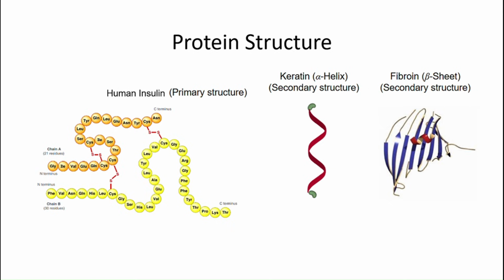Protein structure. Proteins are generally categorized using 4 levels of structure: primary, secondary, tertiary, and quaternary structure. Primary structure. The primary structure of a protein is the sequence of amino acid residues. For example, primary structure of human insulin. Insulin is comprised of 2 polypeptide chains, called chains A and B, which are linked together by disulfide bridges.